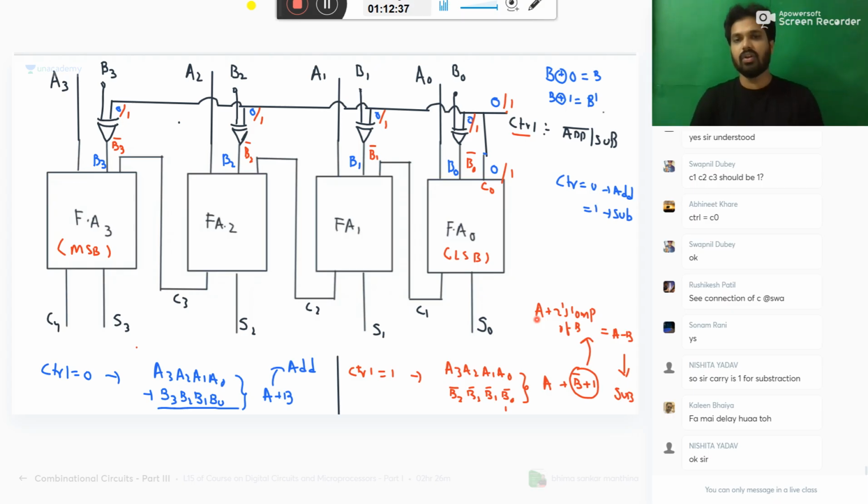Okay, why carry equal to 1 for subtraction? To make 2's complement. Is it fine? Let's move further.